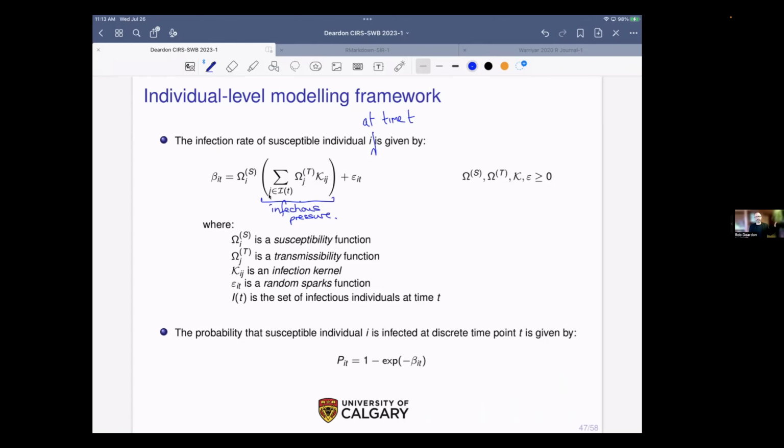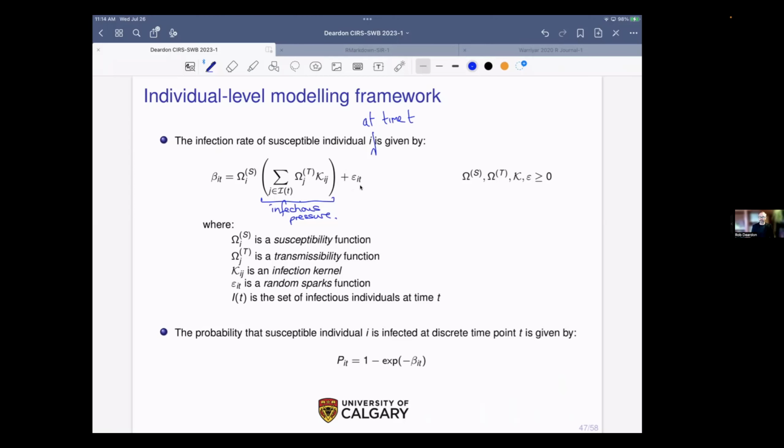So here what I'm doing is I'm looking at the set of infectious individuals at time t, right? So I_t here is a set, should be a curly I actually to differentiate it. It's a set, it's not the number. And then for each of those, I'm going to have a transmissibility function. So this is with subscript j now. And I'm going to have what we call an infection kernel, could just call it an infection function, right, which describes the connectivity between individual i who's susceptible and individual j who's infectious. And then we sum over all of those.